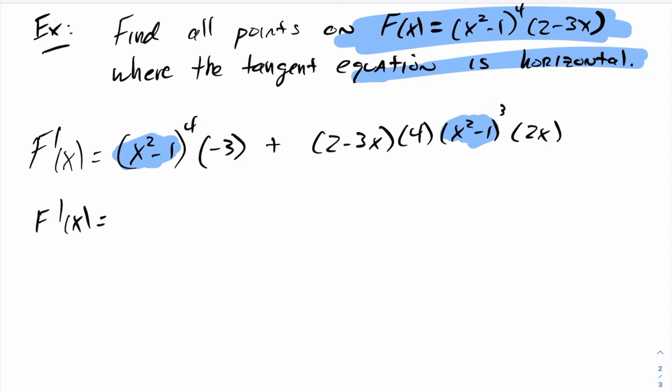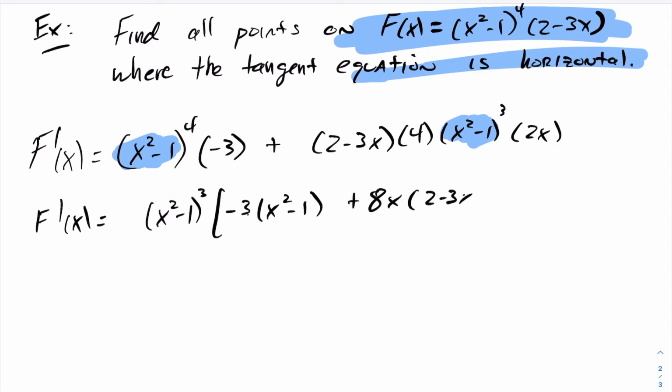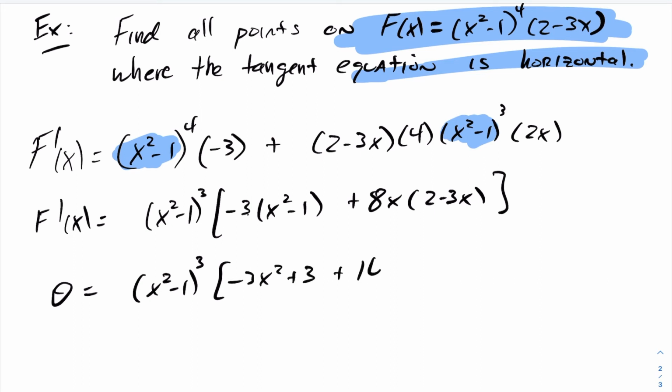So I'm going to go ahead and factor that out of here, in which case I get (x squared minus 1) to the power of 3. And I'm left with -3 times (x squared plus 1). Plus putting together the 4 and the 2x, we end up getting 8x times (2 minus 3x). And notice here, this is completely gone now because I factored out 3 of them. So now continuing on here, let's set this derivative equal to 0, in which case here we get (x squared minus 1) to the power of 3 times (minus 3x squared plus 3 plus 16x minus 24x squared).